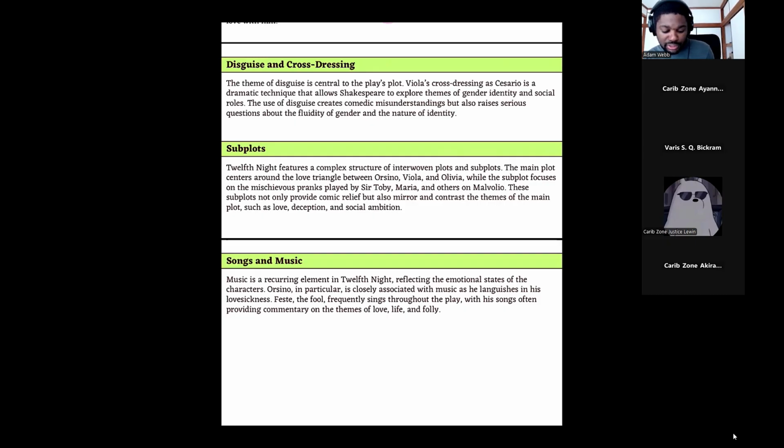These subplots not only provide comic relief, but also mirror and contrast the themes of the main plot, such as love, deception, social ambition. Right. So there's fun little stories in between subplots. Basically every good show or anime has subplots. We're not just constantly focused on the main event 24/7, right?